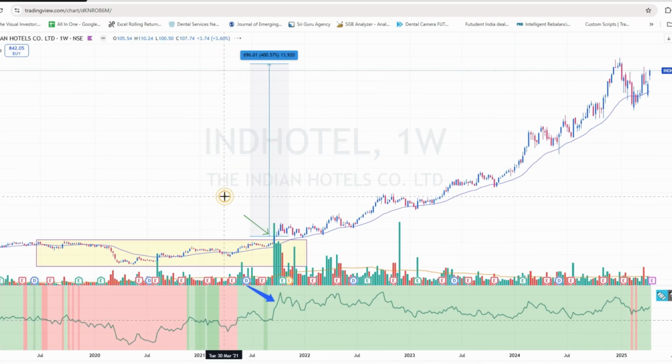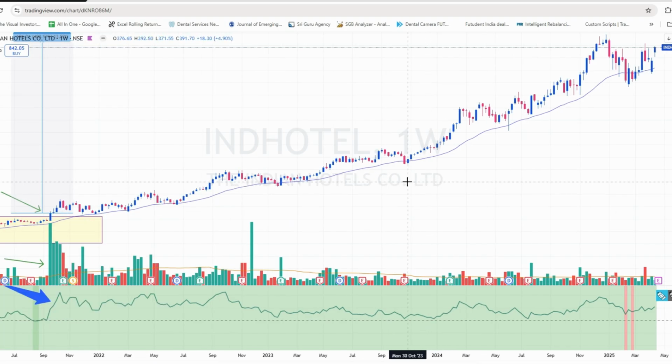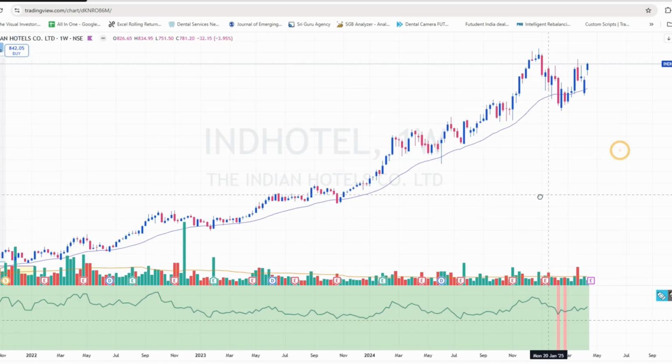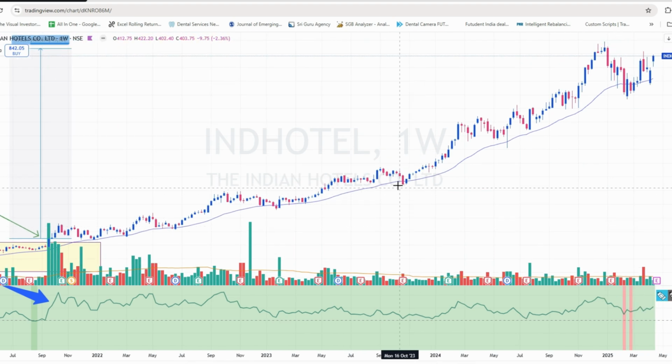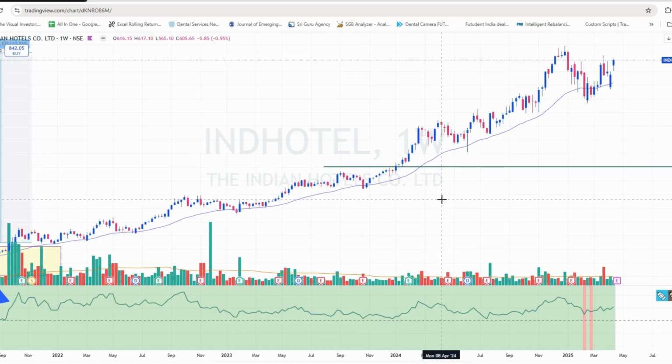then coming to Indian Hotels, you should have exited here when it closed below the 30-week moving average with heavy volumes. See, don't worry when the stock starts to move up again after you exit, because you have made a good amount of money here, right? You can always enter the stock again at the breakout of this line, or you can look for some other stocks where you will find a lot of opportunities.